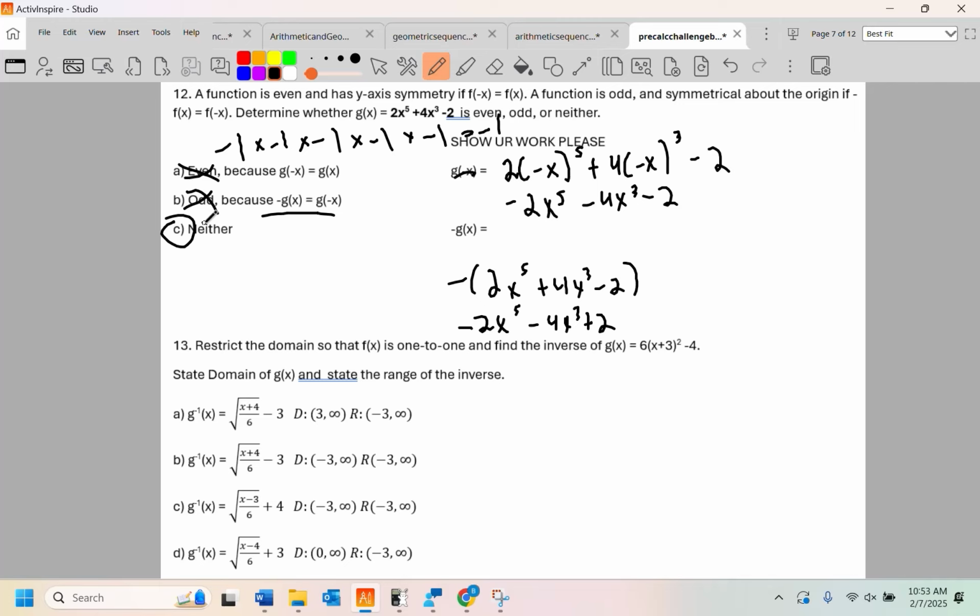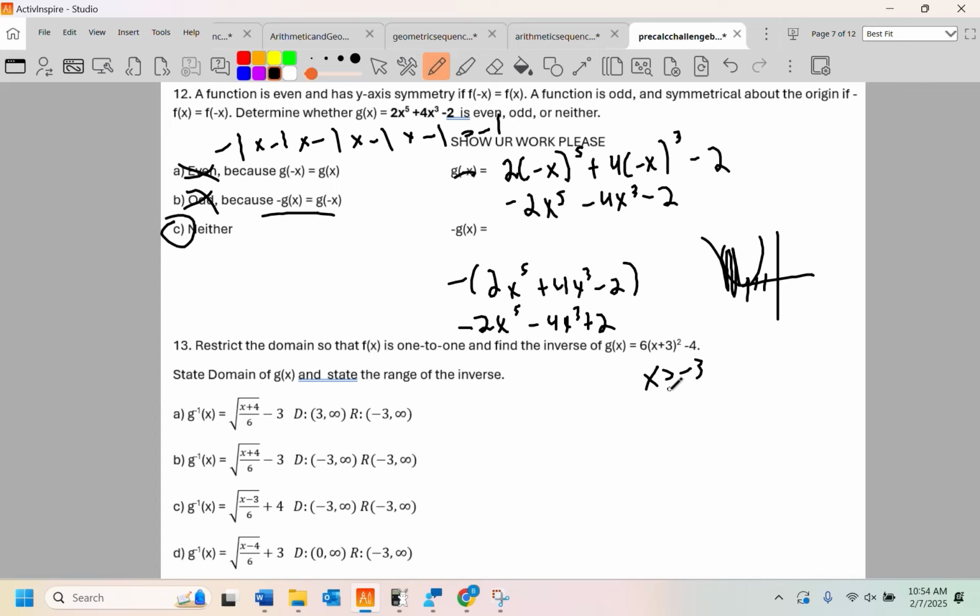13, again, you guys are on your second year with doing this, because we did a lot of it last year. Restrict the domain so the function is 1 to 1. Find the inverse of it. So I don't know how many times I've done this with you all, but you think about the graph. It's a shift left 3. We only keep the positivity. X has to be greater than negative 3.